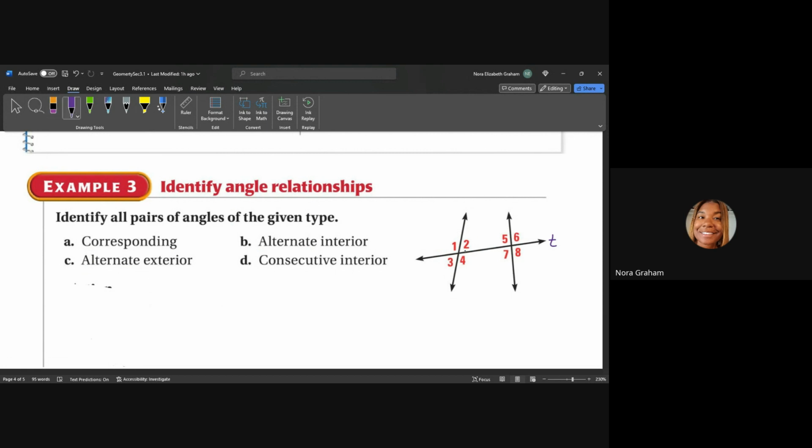And then last but not least, we have consecutive interior. Consecutive interior means they're right next to each other, but they're inside my lines. So 2 and 5 will classify as consecutive interior. And then another pair could be 4 and 7. The more you do these exercises, and we will see these more and more as we go on with geometry, you'll get used to them and be able to identify them fairly quickly.